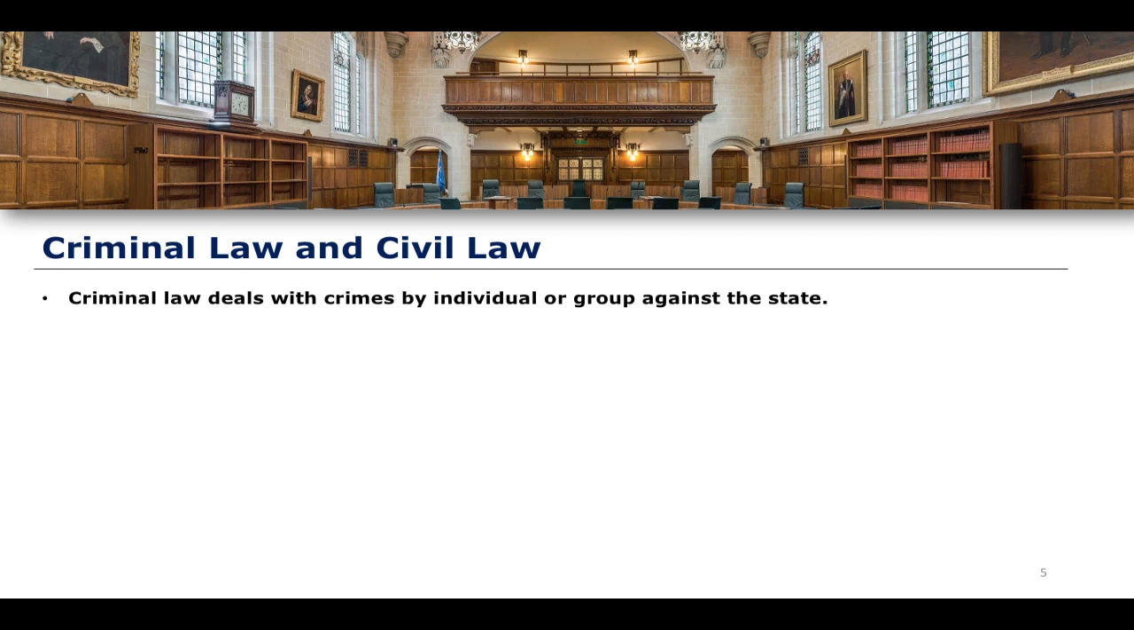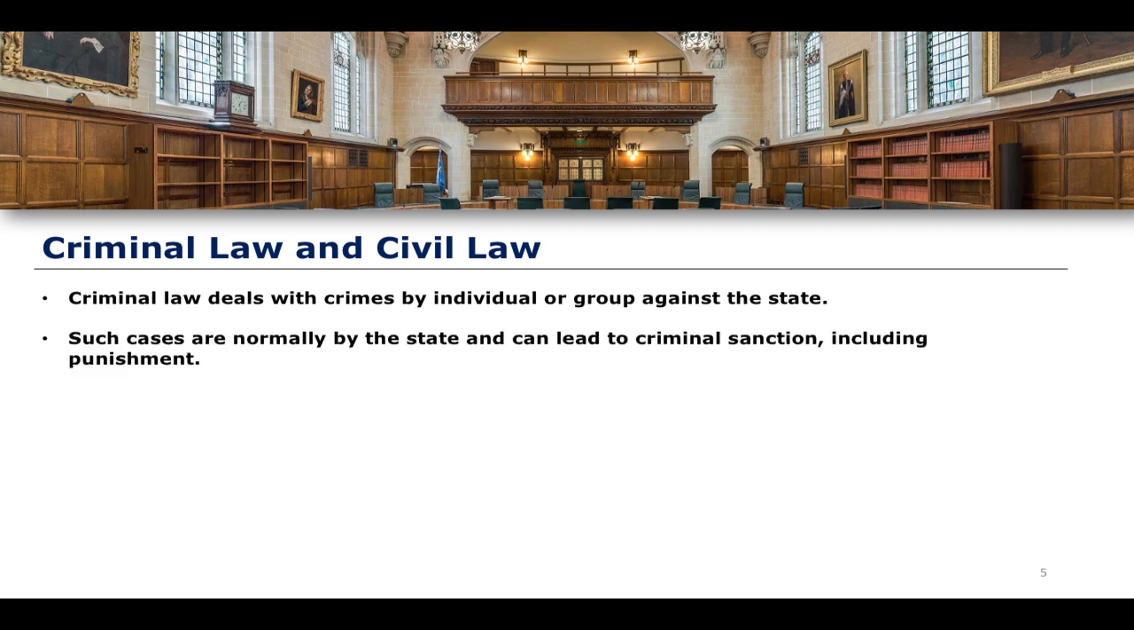The state brings cases against people who have been alleged to have committed crimes. This is represented by the Crown Prosecution Service, the CPS. The state is represented by the Crown, and that's why when we look at criminal law cases, the case is R versus whoever. R refers to Regina, or Rex, which refers to the monarchy, the Crown. So the criminal law deals with crimes by individuals or groups against the state. In such cases, normally they will lead to criminal sanction, which includes punishments or imprisonment.